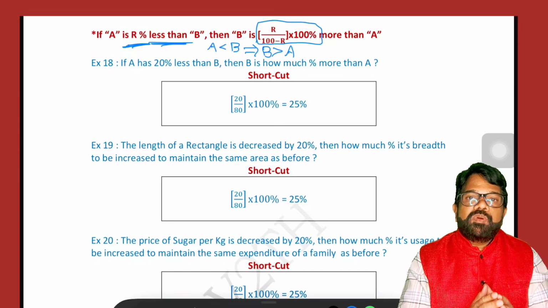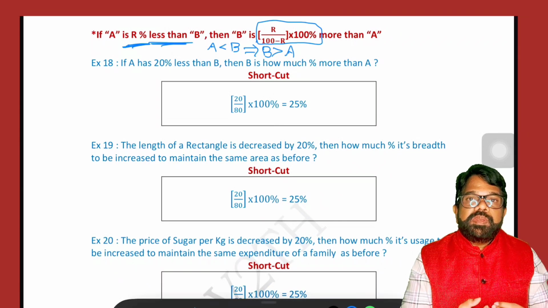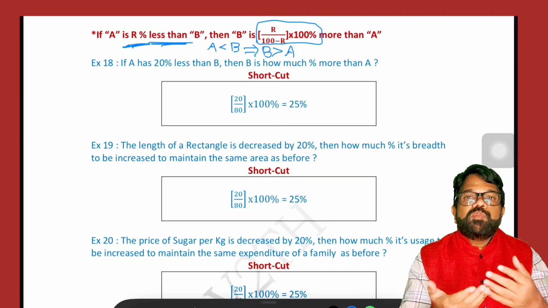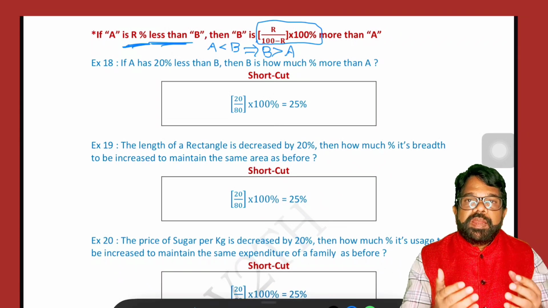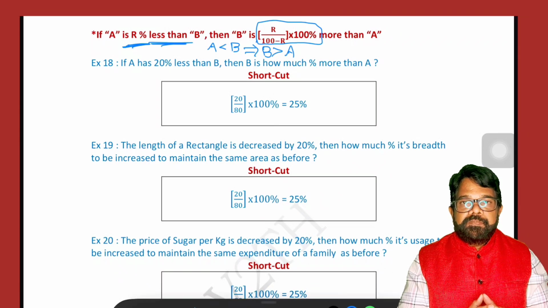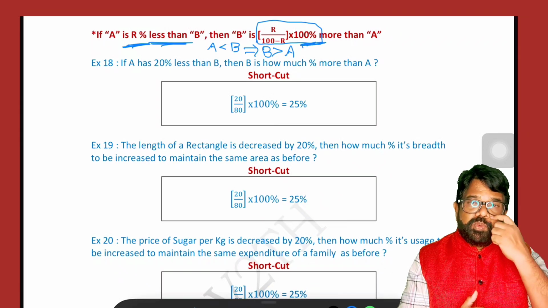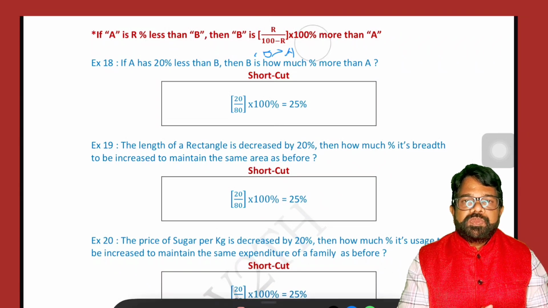Observe the previous video, where more was given. Now here it is less. A is R% less than B, so definitely B is more than A. But how much percent B is more than A means R by (100 minus R) into 100% more than A. Practically also we can prove it, as we did in the previous example. Here also I gave a few examples.